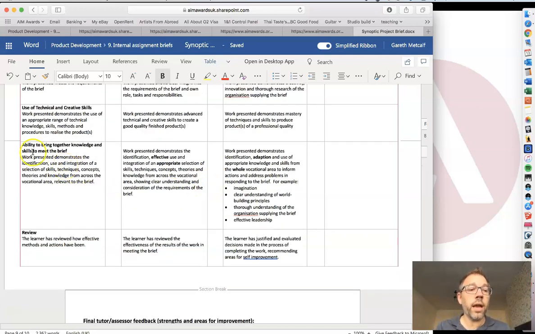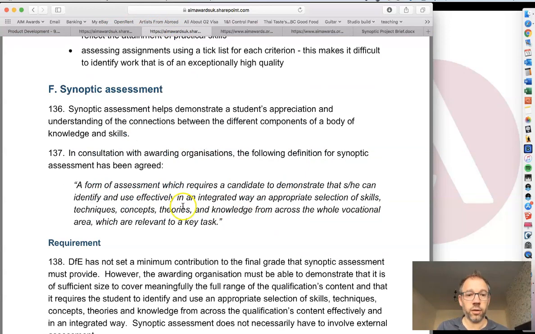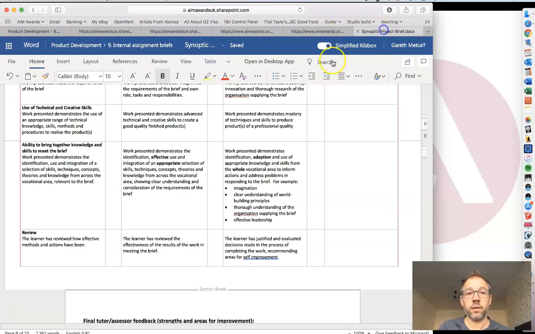And in the same way, they're being marked on their ability to bring together knowledge and skills. So we're even grading them on their ability to be synoptic, if we go back to that DfE definition, demonstrating they can identify and use effectively in an integrated way an appropriate selection of skills which are relevant to a task. So we're even marking them on their ability to bring all that together.